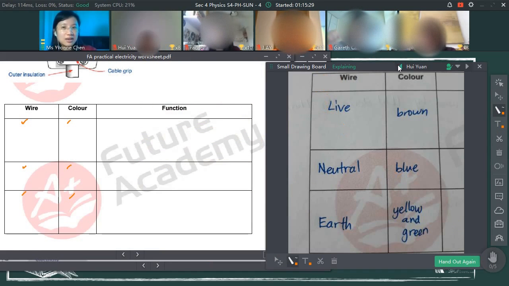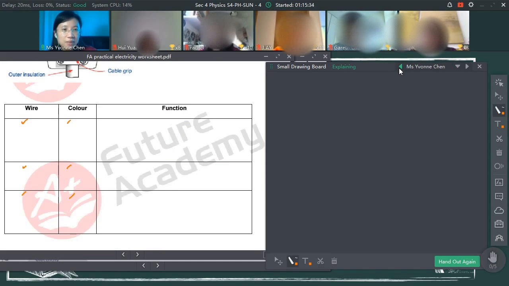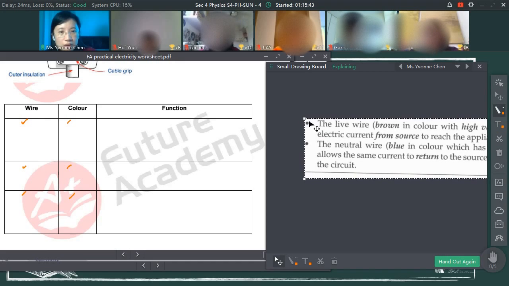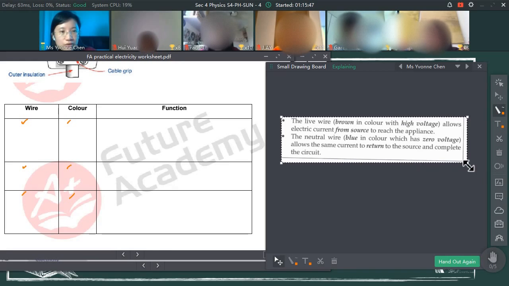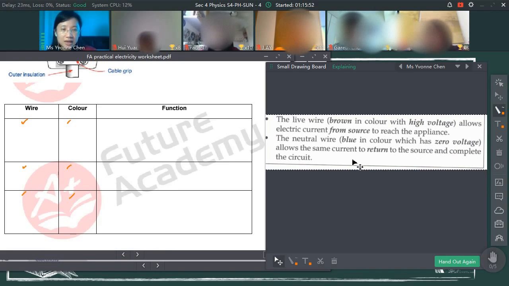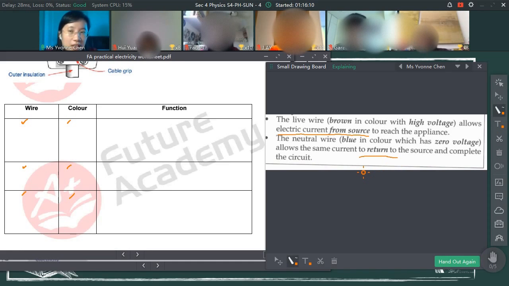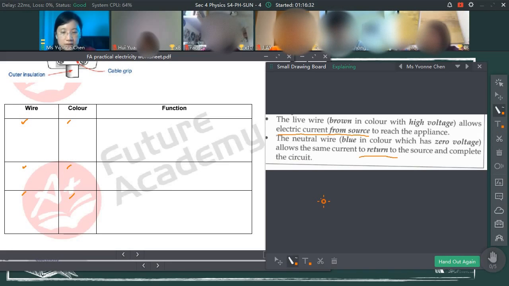Now let's look at the function of them. You can now look at my drawing board. These are the functions of live and neutral. The live wire allows the current to flow from the source to reach the appliance. And the neutral wire allows the same current to return to the source to complete the circuit. These two functions are not very frequently tested compared to the earthing wire. The earthing wire is very, very, very important. So earthing wire, this is the answer.